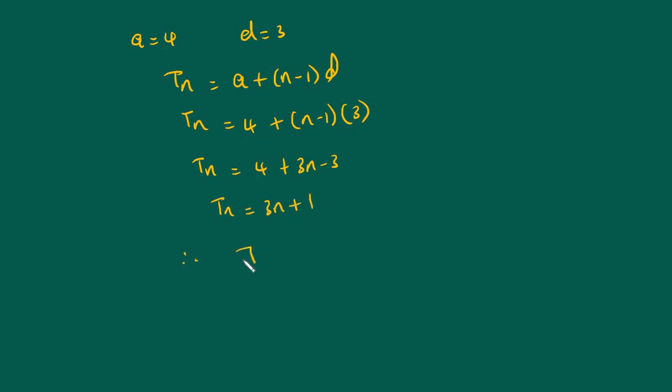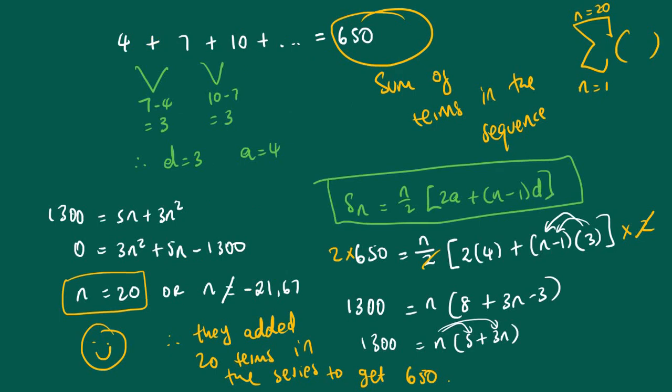So therefore in sigma notation, you would write 3n plus 1. You add from the first one until the 20th. Then you'll be done. Quite a lot of work. Too much work. So that's what we're doing there.